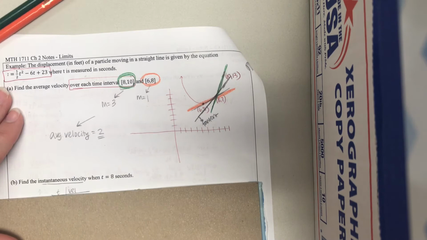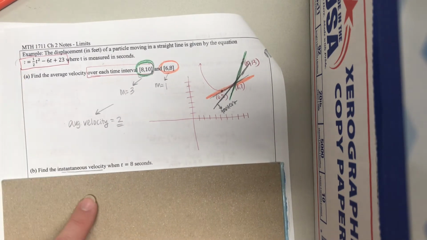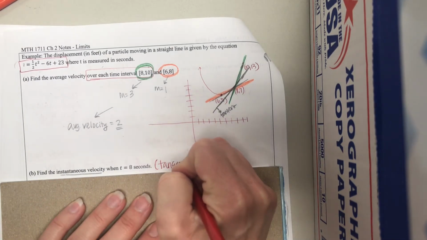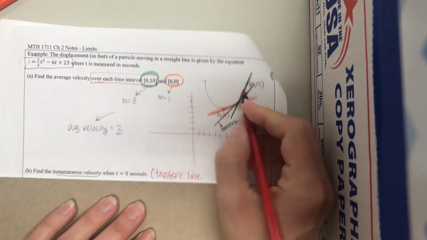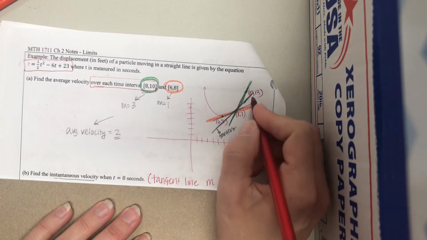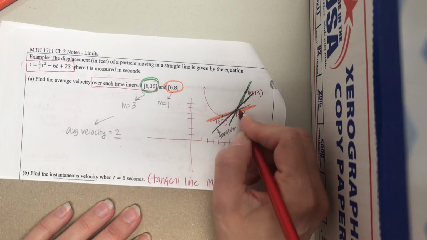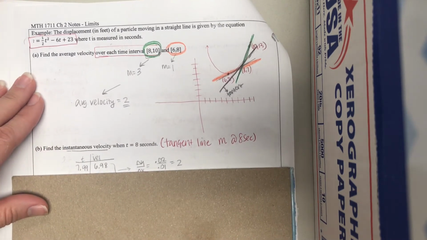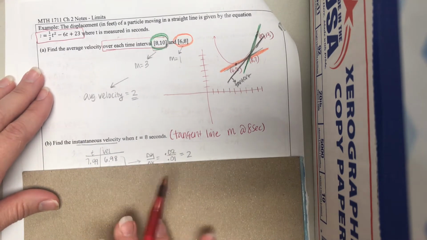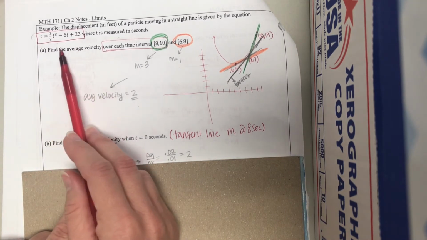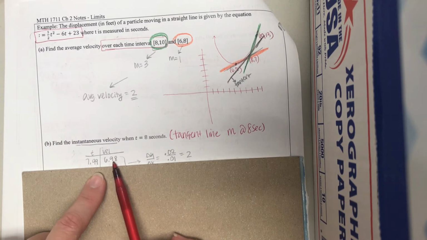So what we're going to find out now is the instantaneous velocity at exactly 8 seconds. What we're trying to find is the tangent line slope at 8 seconds. So here's my tangent line right here, and I want to find what that slope is. For instantaneous velocity, we just want to get closer and closer to 8. So what I did is, in a calculator, I plugged 7.99 into the function and got a velocity of 6.98.